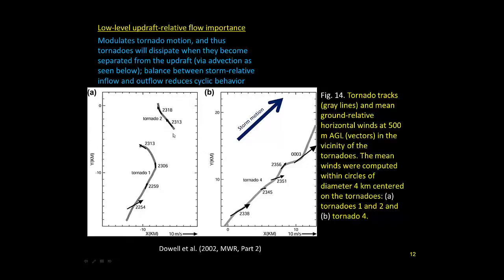Shortly after Tornado 1, Tornado 2 developed here, and again the low-level mean wind was carrying that tornado to the northwest, so again it didn't last very long and dissipated. Tornado 4 was larger and much longer lasting, and they found that perhaps because of a surge in the rear flank gust front or downdraft, it actually led to more of a northeast mean wind, which kept that tornado going along a track that matched the storm motion. So again, they stress the importance of this low-level updraft relative flow, which unfortunately we can't measure unless we have Vortex on every storm that we have in our county warning areas.